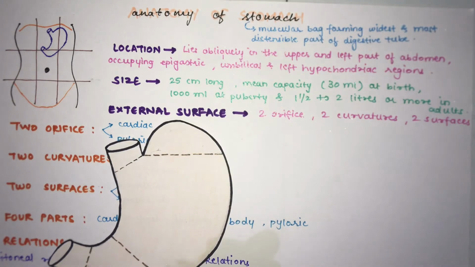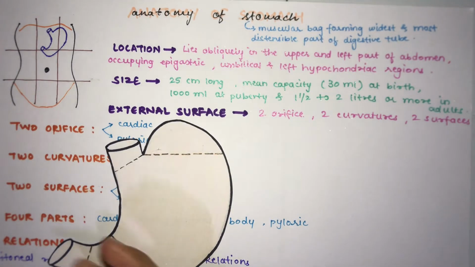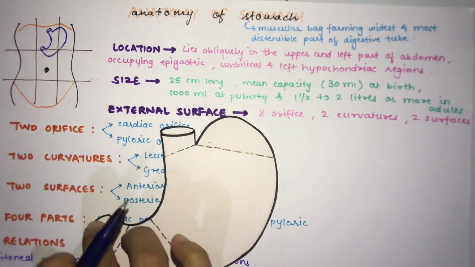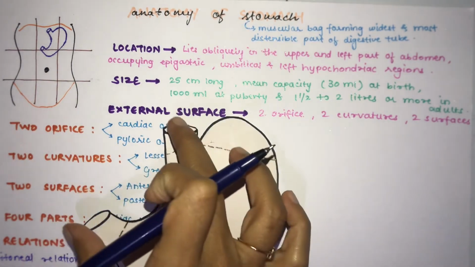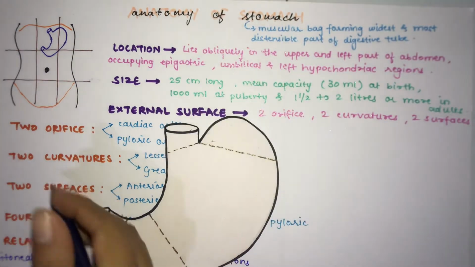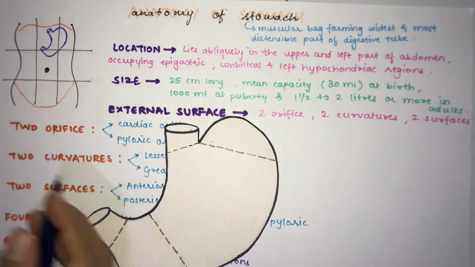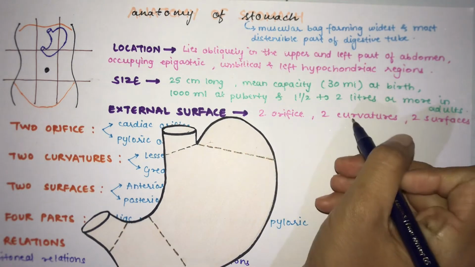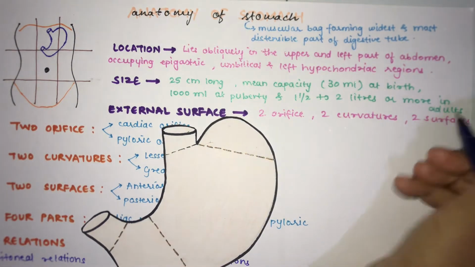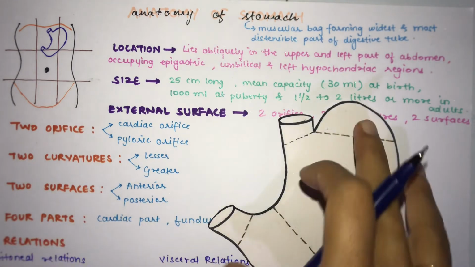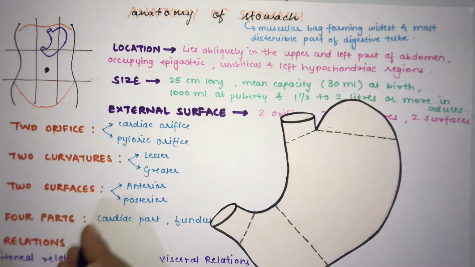Now starting with the external surface of the stomach. The stomach has 2 orifices, that is nothing but openings. Over here there is the opening for your esophagus, and through this opening the stomach is connected to the duodenum. So there are these 2 orifices, then there are 2 curvatures, and then there are 2 surfaces. The external surface also comprises that the stomach has 4 parts.